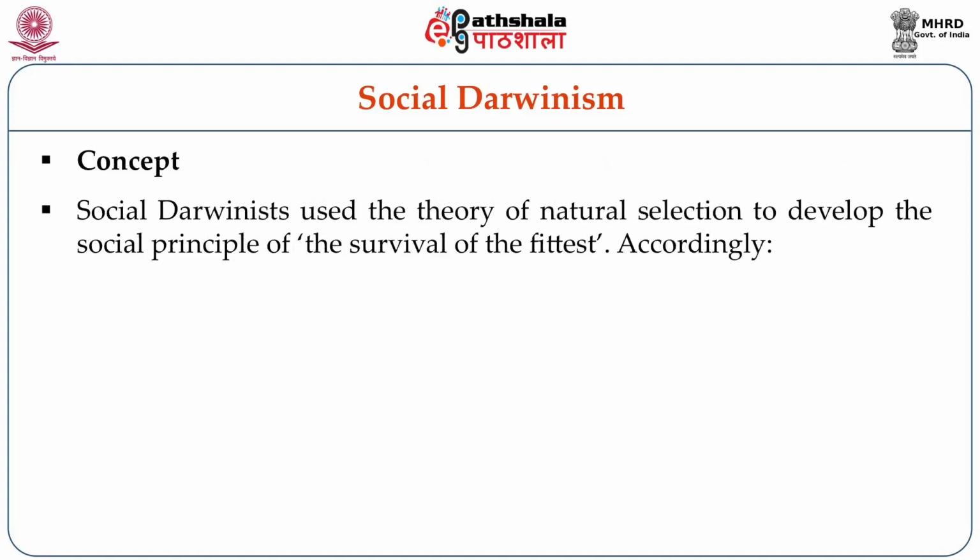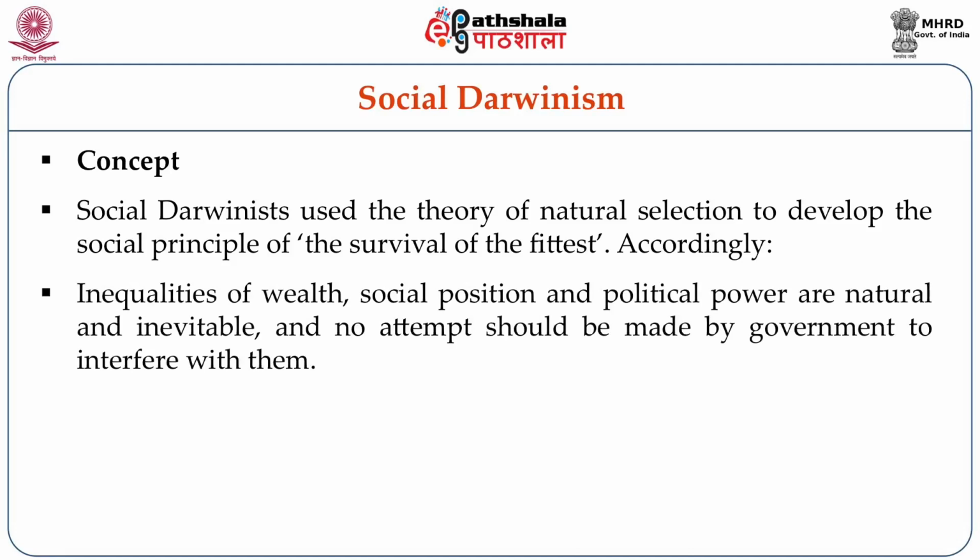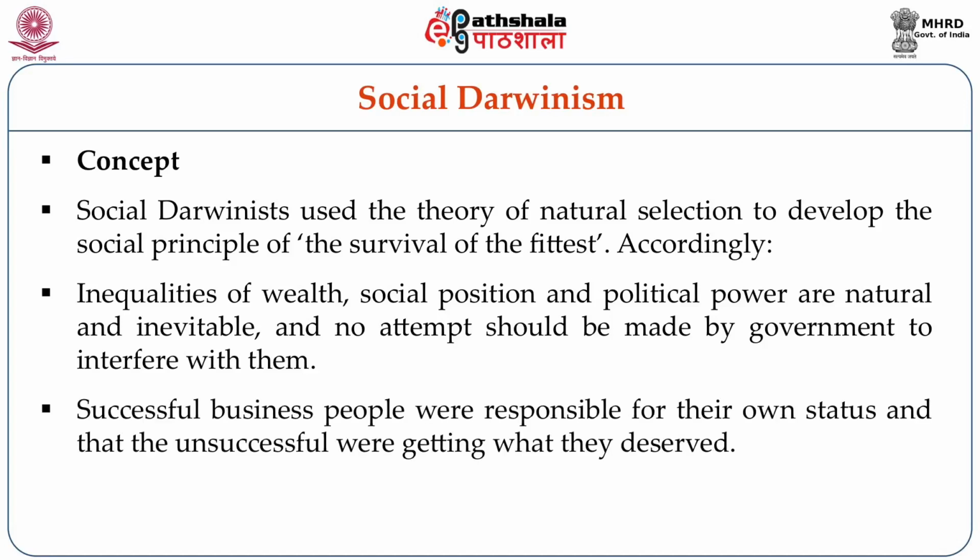Social Darwinists use the theory of natural selection to develop the social principle of the survival of the fittest. What does this mean? It comprises this whole idea that inequalities of wealth, social position and political power are natural and inevitable, and no attempt should be made by government to interfere with them. Why? Because this whole nature is about survival of the fittest. Successful business people were responsible for their own status, and the unsuccessful were getting what they deserved.